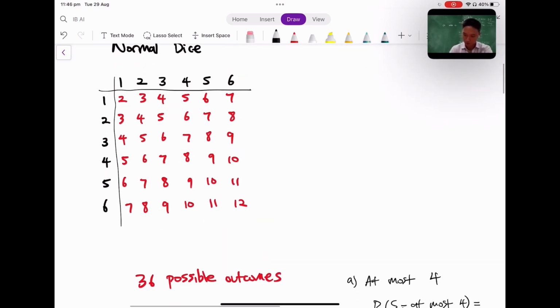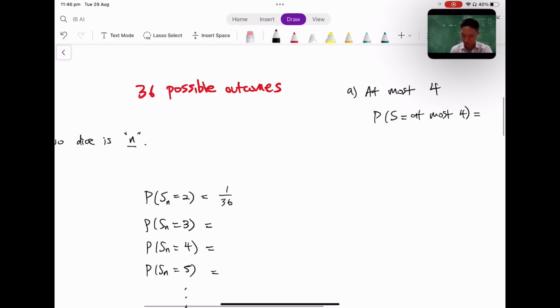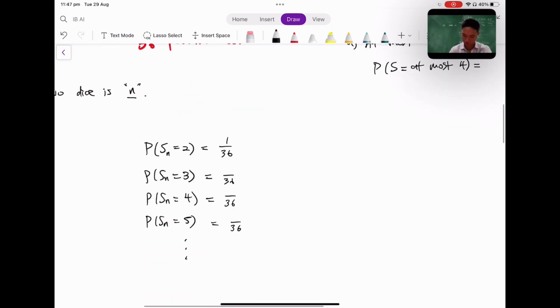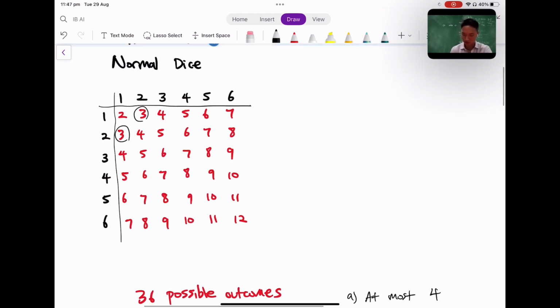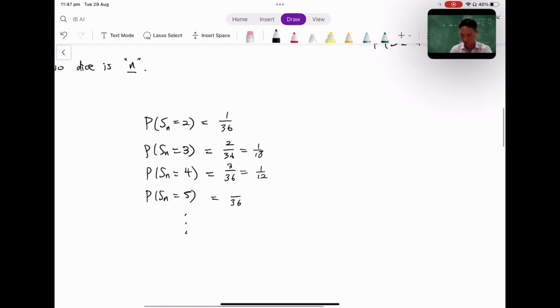Two occurs only once. So this will be again 1 over 36. And everything will be over 36 as well because there are 36 possible outcomes. Let's count 3. We have 1, 2. So 2 out of 36, which is 1 over 18. Let's have a look at 4. 1, 2, 3. 3 out of 36, which is 1 over 12.